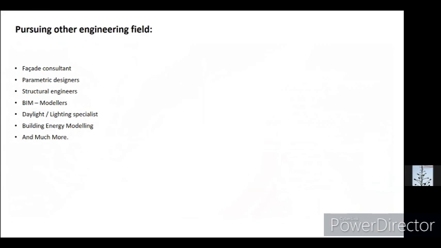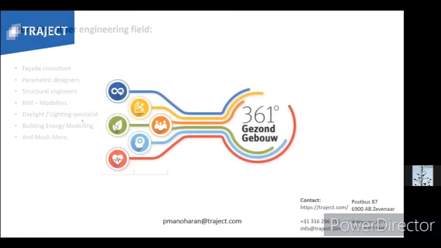But if you are someone who's passionate about the engineering part of architecture, there are other courses or other fields where we need architects, like facade consultants or parametric designers, even structural designers, BIM modelers, and daylight specialists. Being an architect helps you understand the story from both sides. Not all the time architects are right, but sometimes engineering has its limitations. So if you want to understand both the benefits and disadvantages and find the balance, choosing an architectural engineering profession is more helpful.